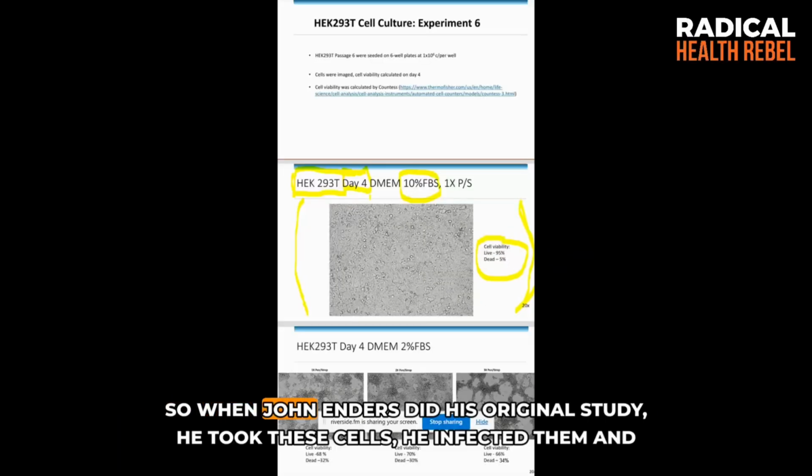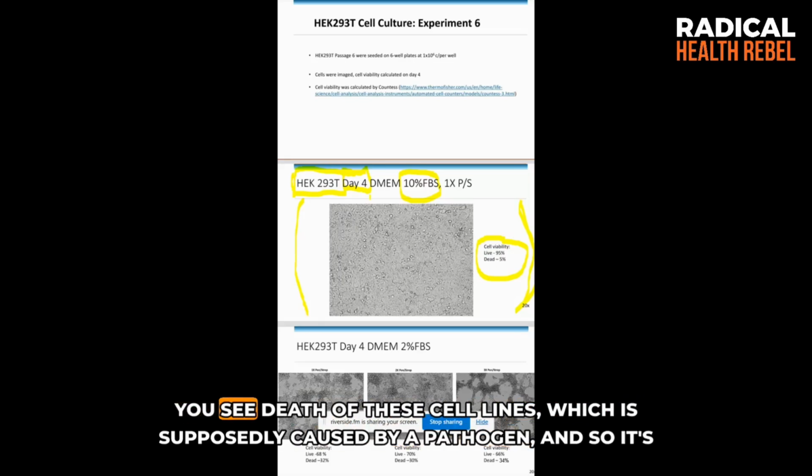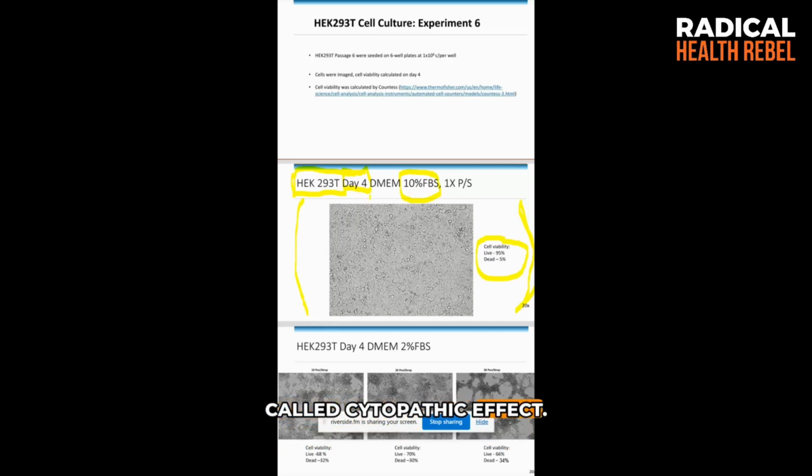So when John Enders did his original study, he took these cells, he infected them, and then after you leave them in an incubator for a set period of time, you see death of these cell lines, which is supposedly caused by a pathogen, and so it's called cytopathic effect.